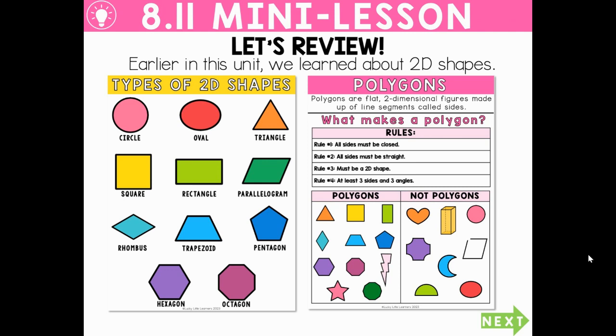We've talked about how there are different types of 2D shapes. You can see our shape poster here has our circle, triangle, square, rectangle, and many other shapes. All of those 2D shapes are also a polygon. We're going to be using 2D shapes and polygons to help us split or partition into equal parts today.